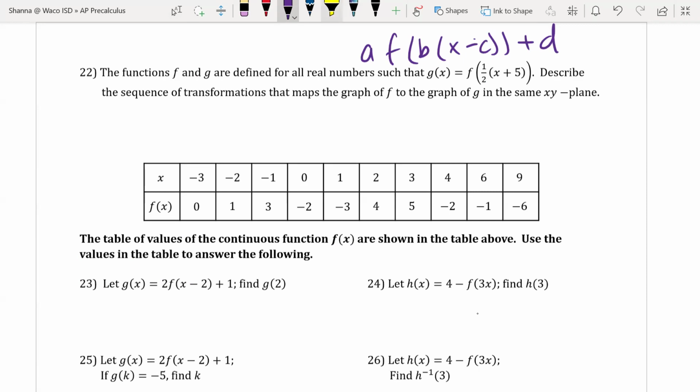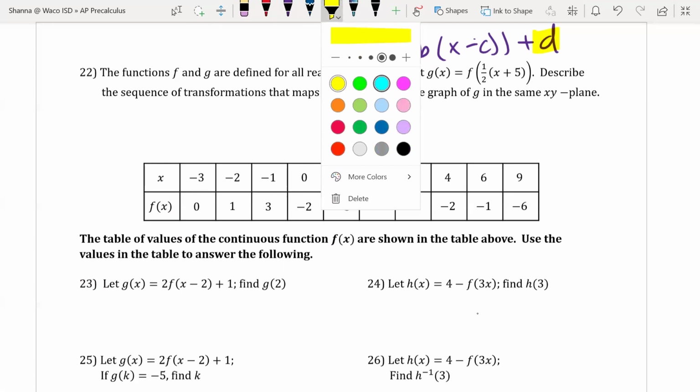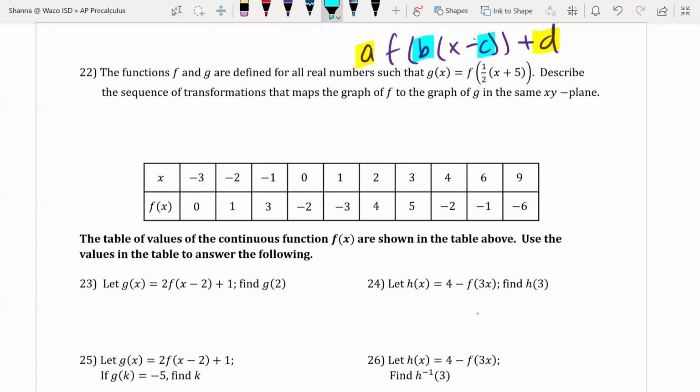Which ones affect your Y? F has nothing. F is just the name of the function. A and D affect your Y, right? And therefore, B and C are affecting our X. And our X's are what? Liars. Okay, our X's are liars. Does that make sense?